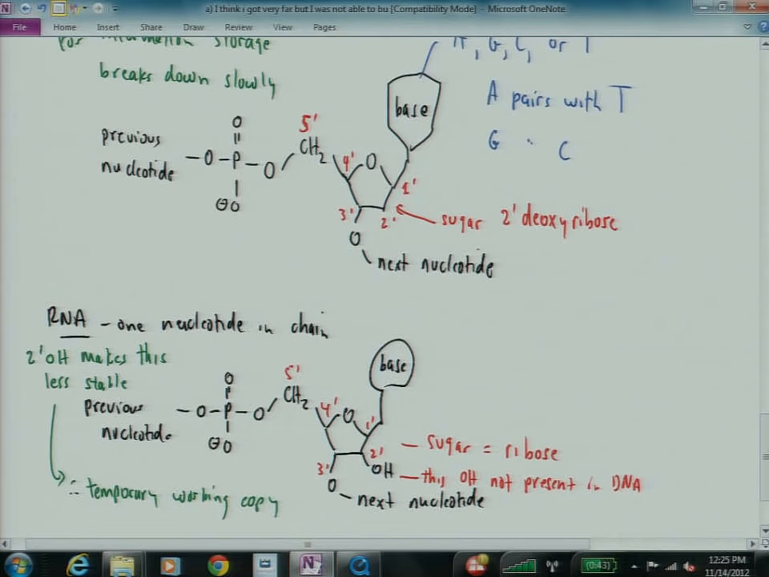And the bases in RNA are A, G, C, and U. And A pairs with U, or T sometimes if you're going to pair with DNA, and G pairs with C. All right.